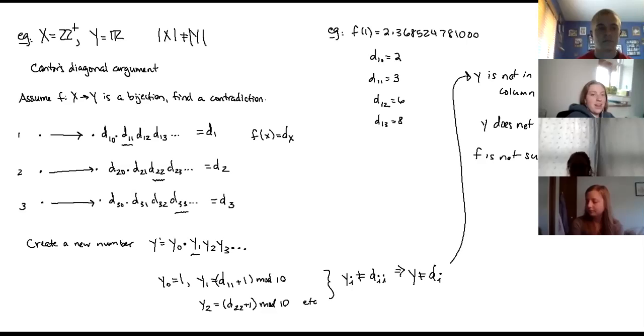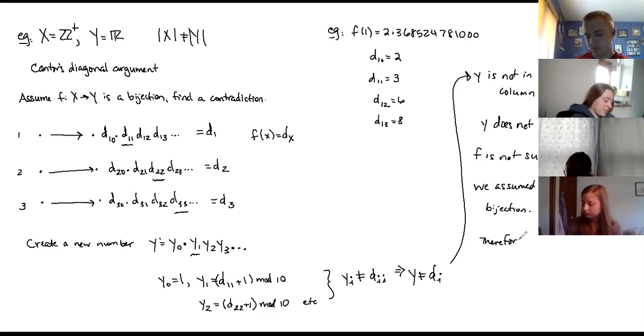It's not a bijection because it's not surjective. Yes, F is not surjective, and the contradiction is we assumed F was a bijection. Okay, so therefore, we contradicted our original statement. Therefore, the cardinality of X is not equal to the cardinality of Y, or the cardinality of the integers is not equal to the cardinality of the real numbers. So there are not as many integers as there are real numbers.